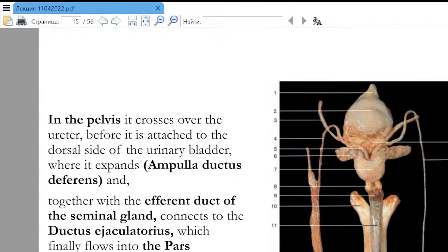In the pelvis, it crosses over the urethra. This is the posterior aspect. This is the urinary bladder. This is the testis.